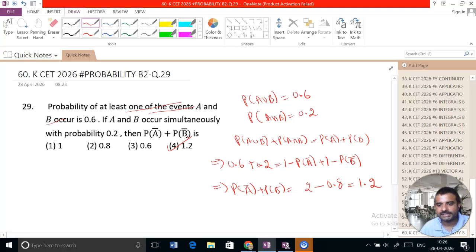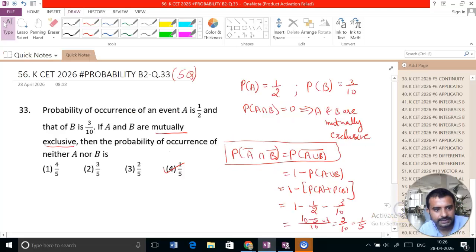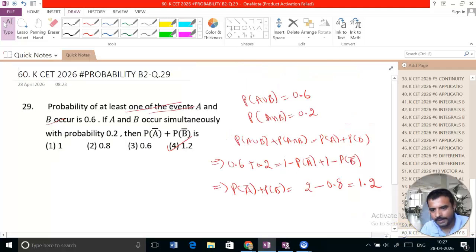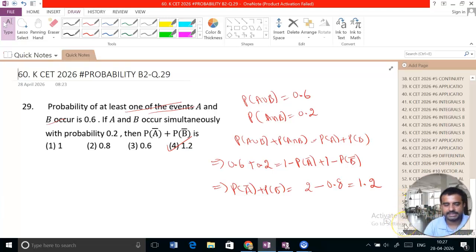So from this we completed all the questions. This year they asked, sorry, they given 5 questions from probability: 56, 57, 58, 59, 60. From this we completed the KCET 2026 mathematics question paper. I hope you're all getting the solution.